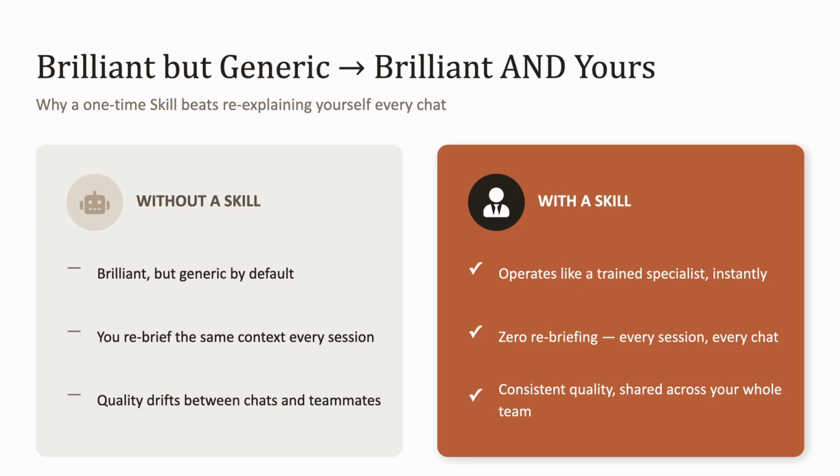So now let's look at why a one-time skill beats re-explaining yourself every time in a chat. Without a skill, Claude is brilliant, but it's generic by default. You rebrief the same context in every session, and there's a chance that quality drifts between chats and teammates. But with a skill, it operates like a trained specialist instantly. Zero rebriefing, every session, every chat. It gives you consistent quality shared across your whole team.